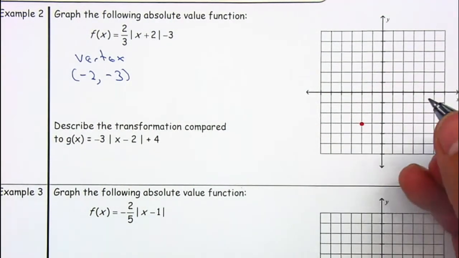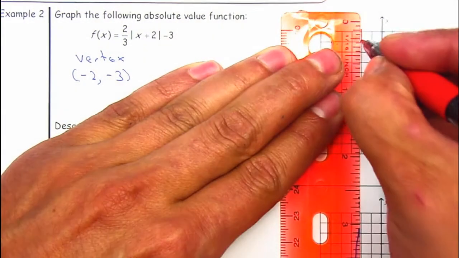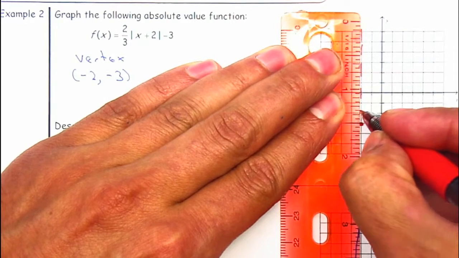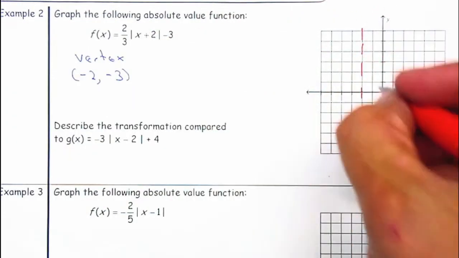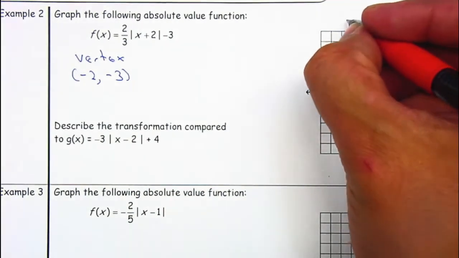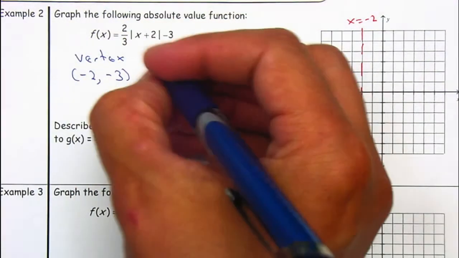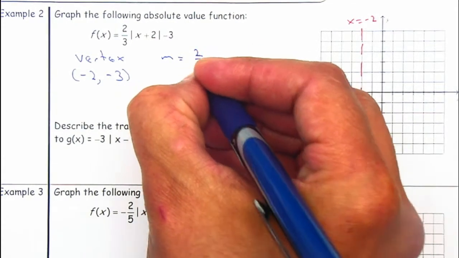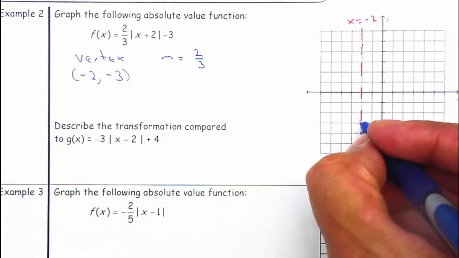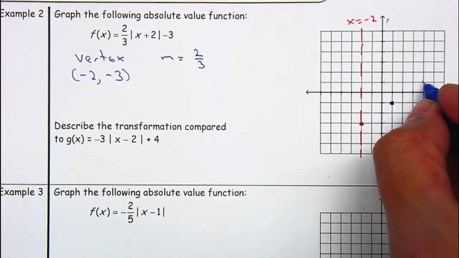I'm now going to draw my line of symmetry. The line of symmetry is crossing the x-axis at -2, so the equation is x is equal to -2. I need to use the slope to be able to find other points on this function. My slope is 2 over 3, positive 2 over 3. So I'll go up 2 and to the right 3. I'm going to repeat it once again, up 2 and to the right 3.